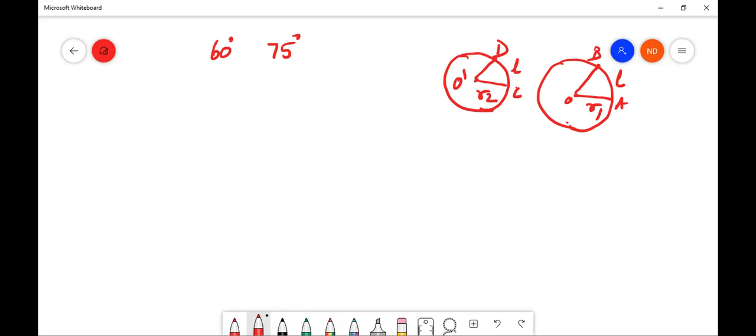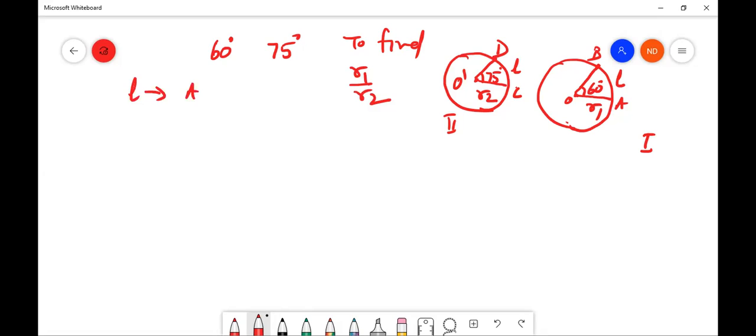Okay, they subtend angle 60 degree and 75 degree. So here it is 60 degree. This is your 75 degree. We want the ratio of their radii. This is our first circle. This is second circle. So to find R1 by R2.